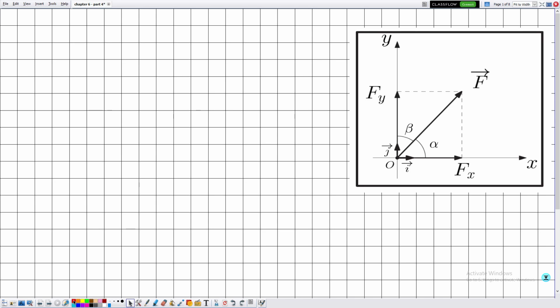So we have reached part 4 of chapter 6, which is the chapter of center of mass for grade 11 students. So now we have reached section number 3, which is given by the force.